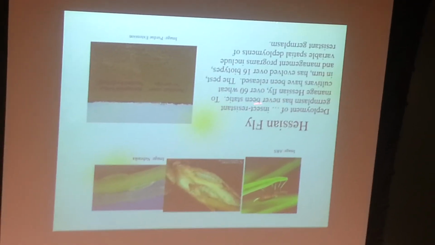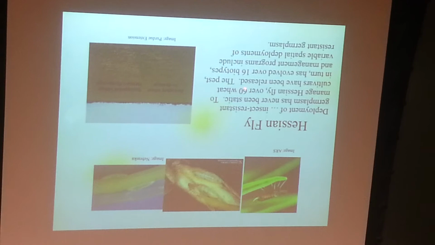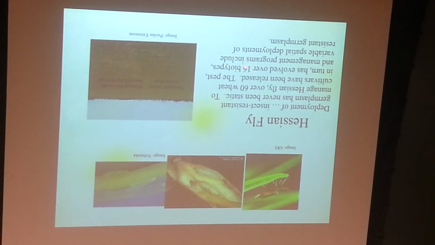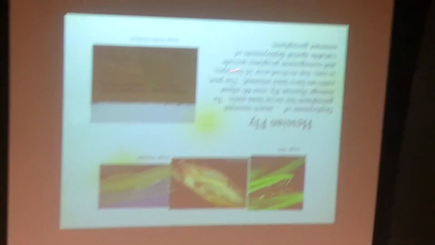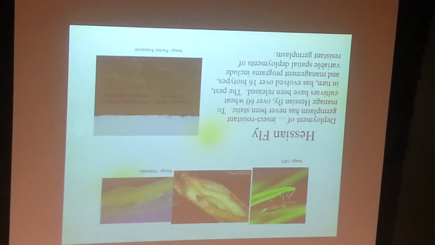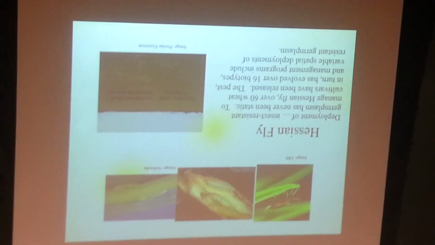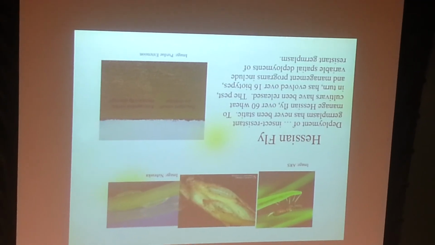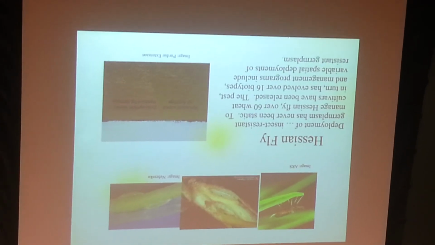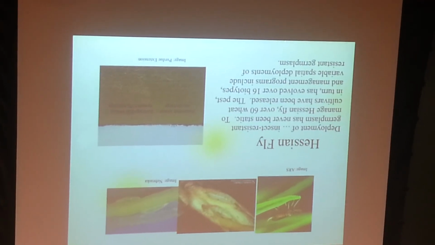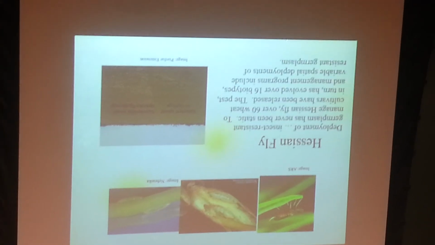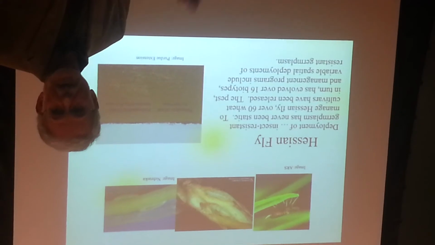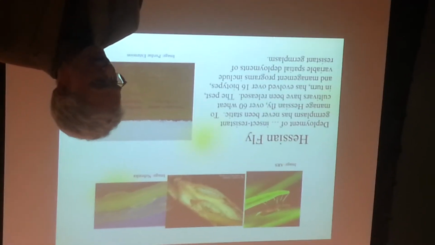They're constantly breeding for resistant phenotypes. They have to keep releasing new ones because the insect keeps developing resistance. And the pest has evolved over 16 biotypes. And we have management programs that involve variable spatial deployment of resistant germplasm. So entomologists are pretty well trained in the idea that we have to deal with resistance management, and we kind of got that as part of the way the U.S. and most of the developed world deals with deployment of these crops.